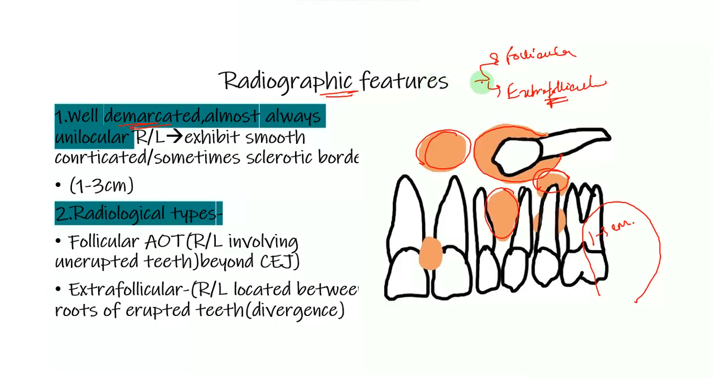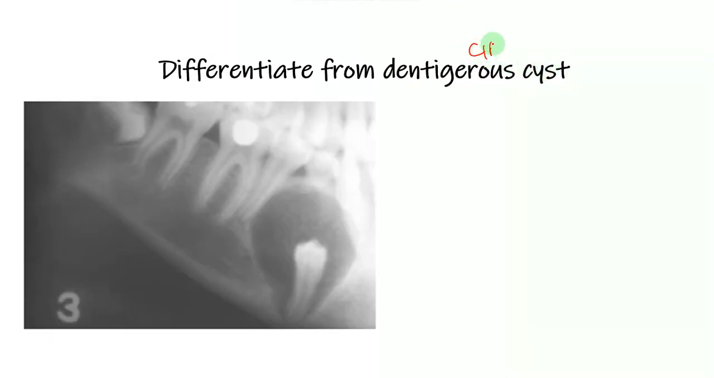Now, so far, after listening to the clinical features and the radiographical features, you would have understood that it very closely resembles the dentigerous cyst. And at this point, the dilemma is, can I clinically and radiographically differentiate it from a dentigerous cyst?